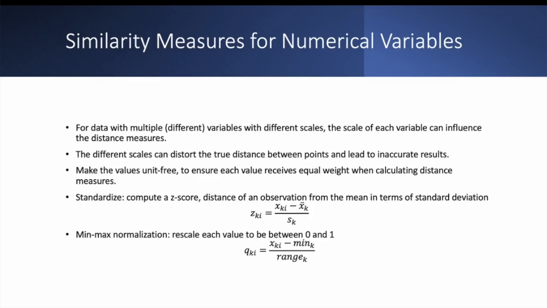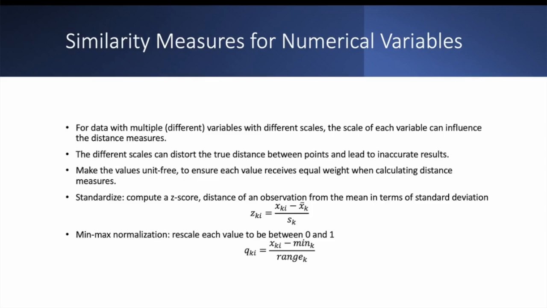It's common to make the observations unit-free. How to make them unit-free? By standardizing or normalizing numerical observations before calculating the similarity measure for the data mining techniques. These transformations of numerical observations ensure that each variable receives an equal weight when the similarity measure is calculated.